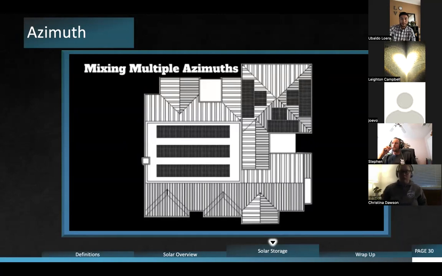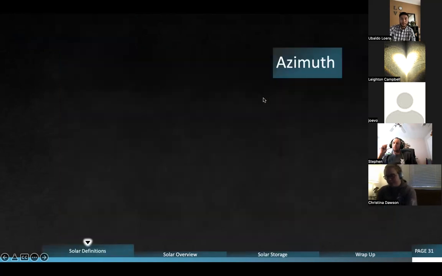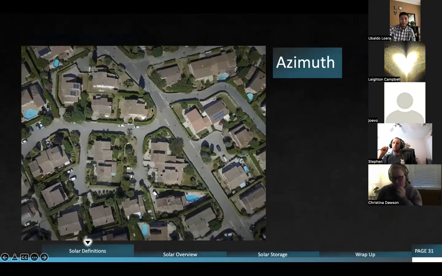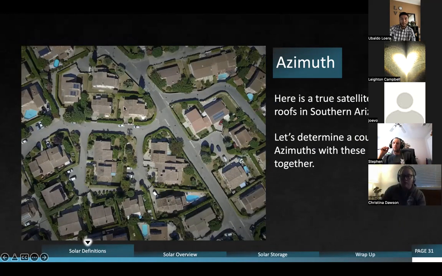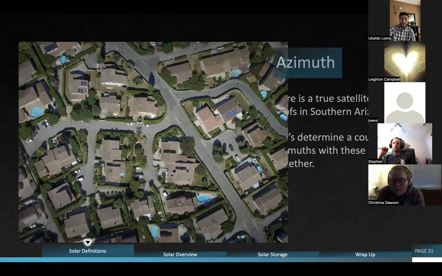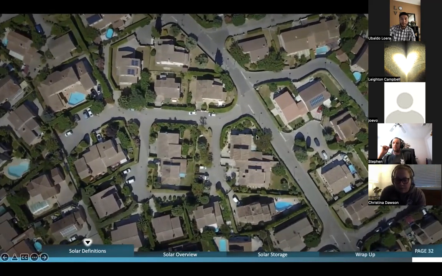Okay. So simply, before we get into tilt and all the geographic stuff, does the type of roof start affecting it? Absolutely. Because we can't cut back a roof in order to change it, right? So let's take a look at real life scenarios down here in Southern Arizona. So this is actually down in Mesa. It's a true satellite image. It's determined a couple of these azimuths so we can take a look at them. So let's take a look at this house right over here.